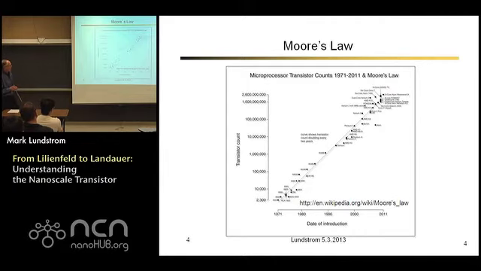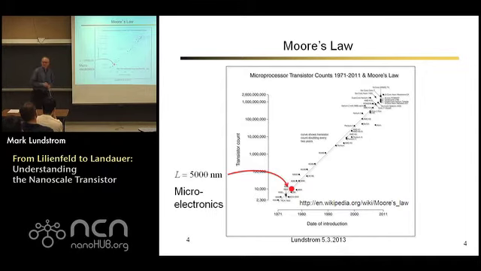This is a plot of Moore's law, which is the number of transistors per chip as a function of time. Here's my first job. And if you plot this on a log plot, it's been doubling every technology generation for 40 or 50 years, and it will go for a few more.